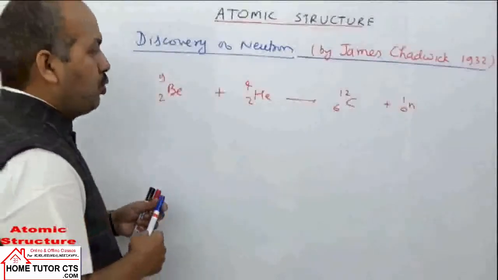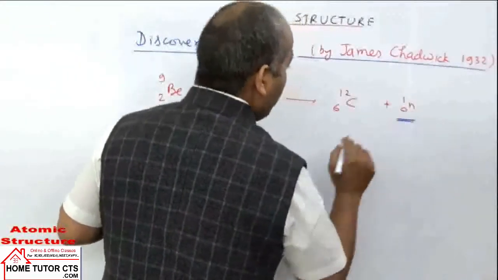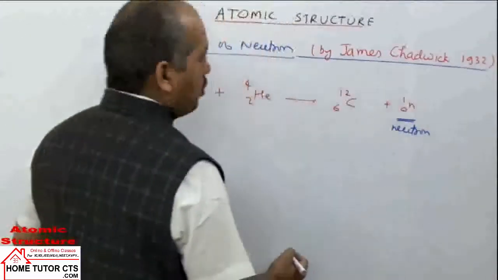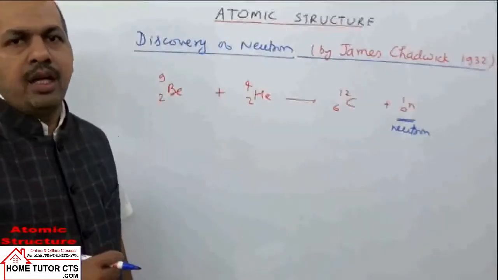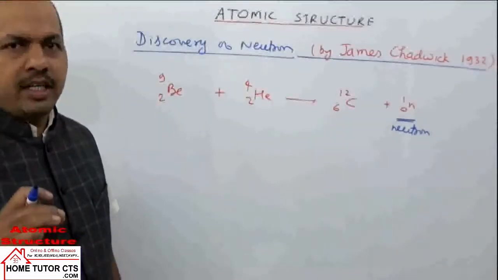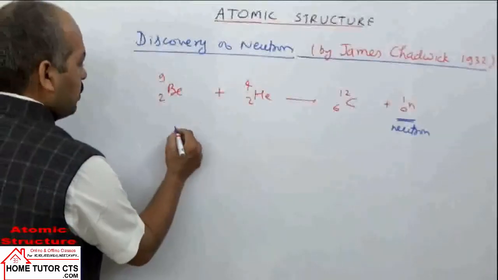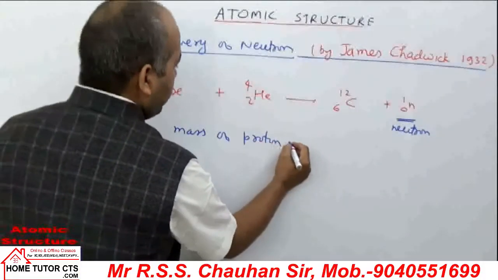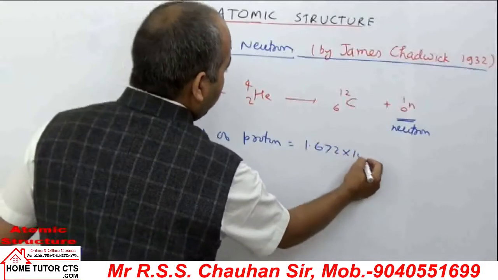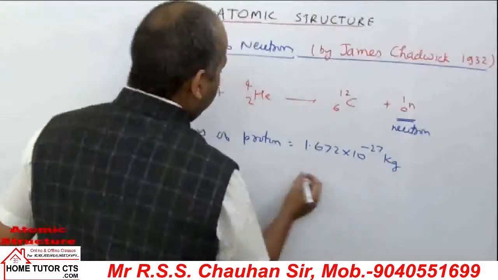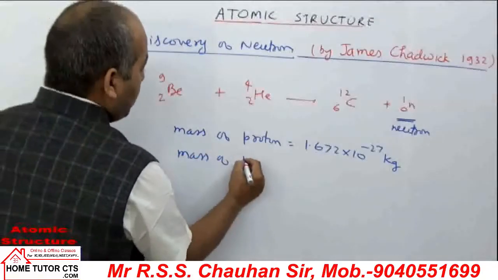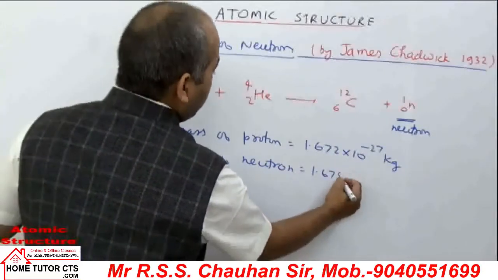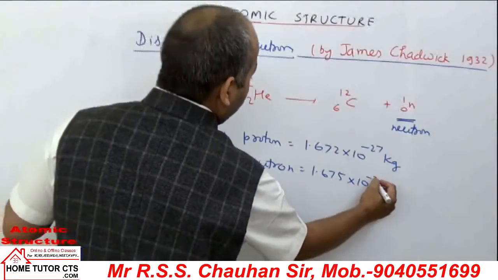So in this reaction they produce neutrons, which is a neutral particle. The symbol taken for neutron is n, being a neutral particle, and the mass of neutron is almost the same as that of proton, just slightly more. If you take the mass of proton, it is taken in the range 1.672 × 10^-27 kg, and the mass of neutron is taken in the range 1.675 × 10^-27 kg.